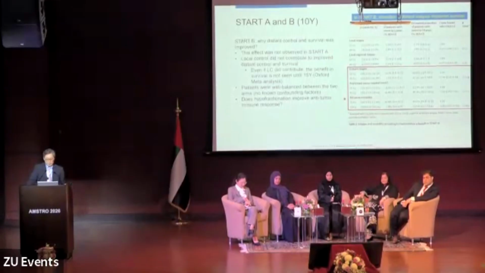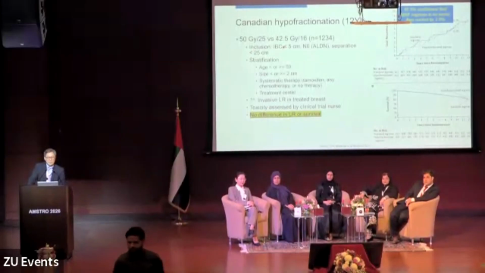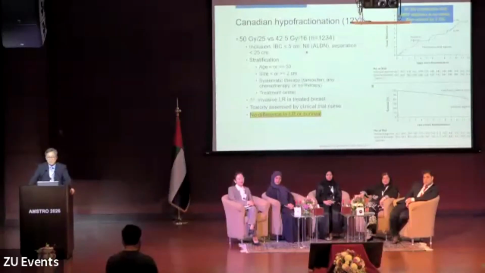And this makes us think whether the hypofractionated arm, when the dose is escalated, whether we are inducing more immune response against the breast cancer. Another study that supports moderate hypofractionation is the Canadian study. This study compared 50 gray versus 42.5 gray in 16 fractions. Slightly different, more favorable population. They limited the size to less than 5 centimeters.